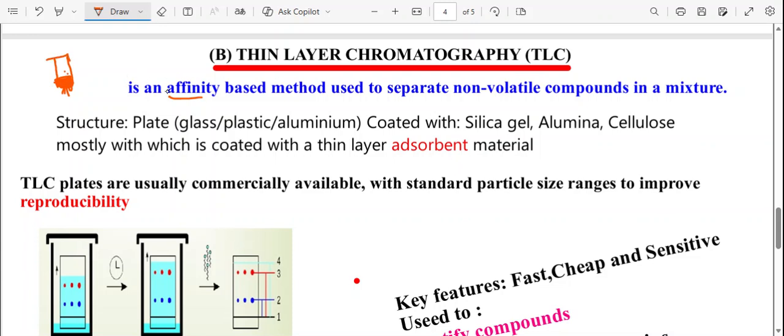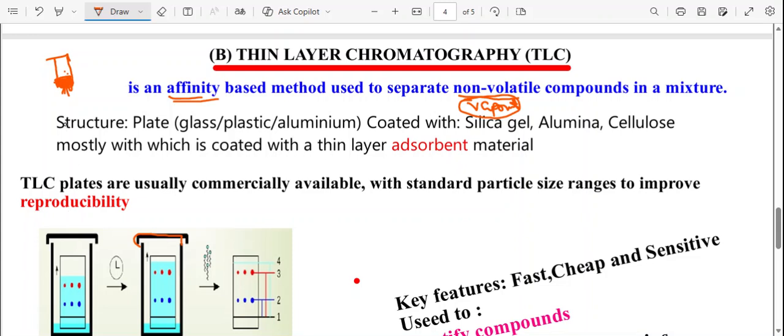So it is an affinity-based method used to separate non-volatile compounds, those compounds that can't evaporate at room temperature, in a mixture. So I repeat, this is an affinity-based method used to separate non-volatile compounds in a mixture, those compounds that can't evaporate. So we even make sure that everything is closed, because we don't want something to evaporate.